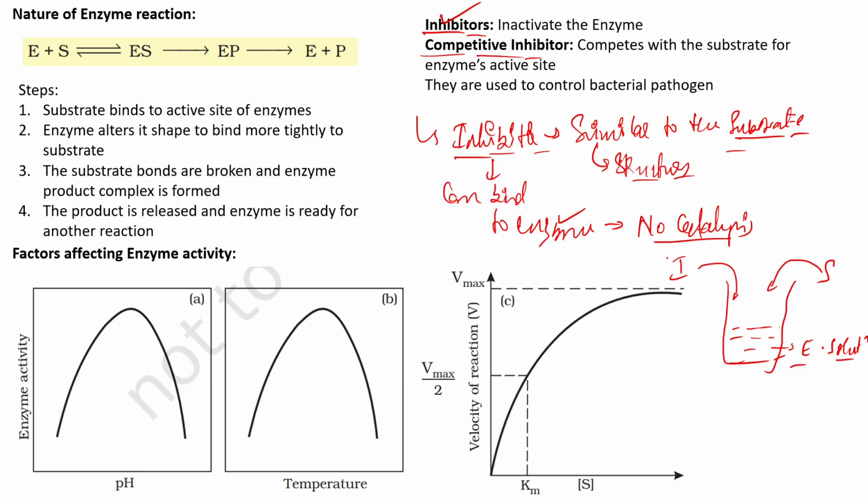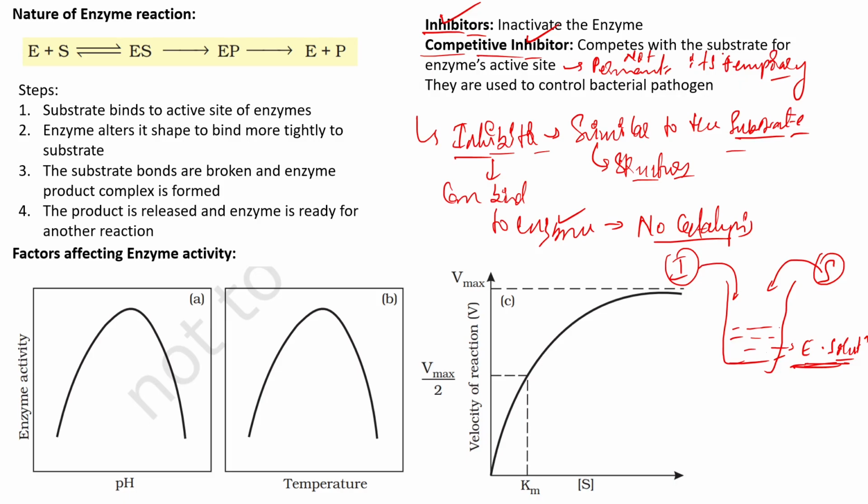What happens is that the inhibitor molecules will compete with the substrate for the active site of the enzyme. Hence it is called competitive inhibition. However, this inhibition is not permanent. It is temporary. Remember this, it is temporary.